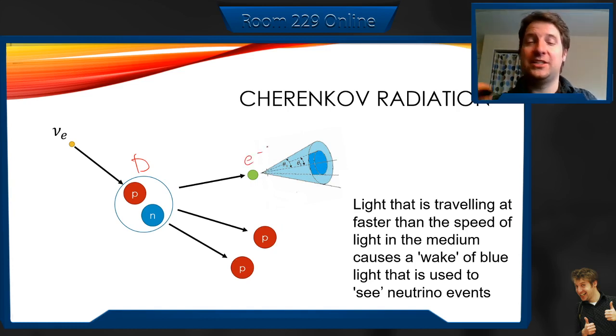Now this electron has an enormous amount of energy and is traveling very, very fast. It's traveling faster than it should in the medium. Here's a tricky idea. This is giving off light, because we know that light has a speed of c, which is 3.0 × 10^8 meters per second.